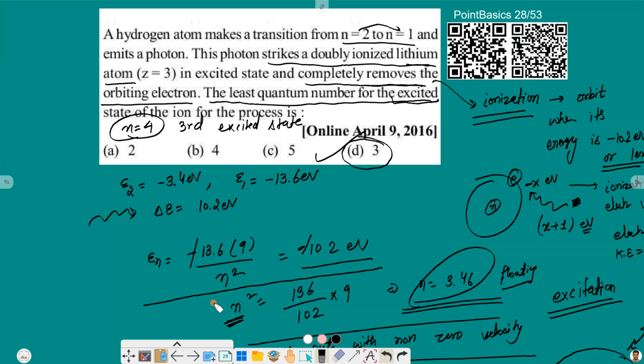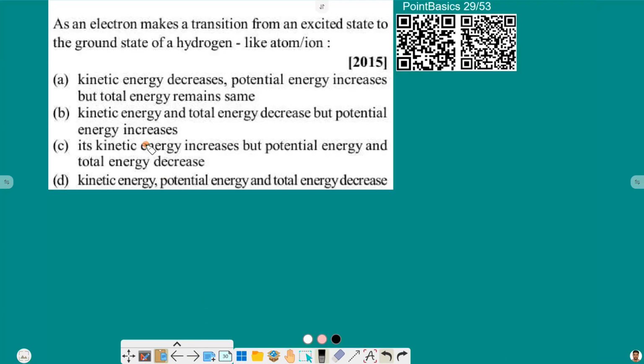Now with this, let's move to the next one. As an electron makes a transition from an excited state to the ground state of a hydrogen-like atom or ion, we have to find out the kinetic energy, potential energy, and total energy. So we know that it is asked for a hydrogen-like ion.